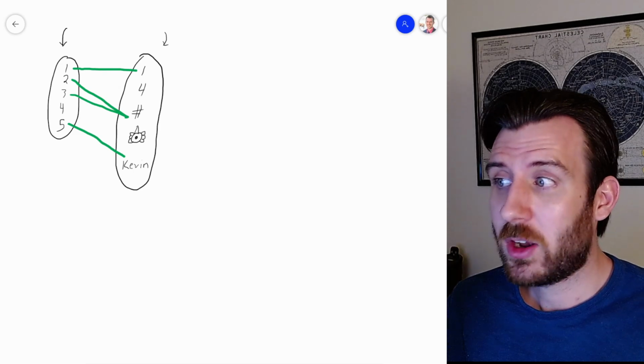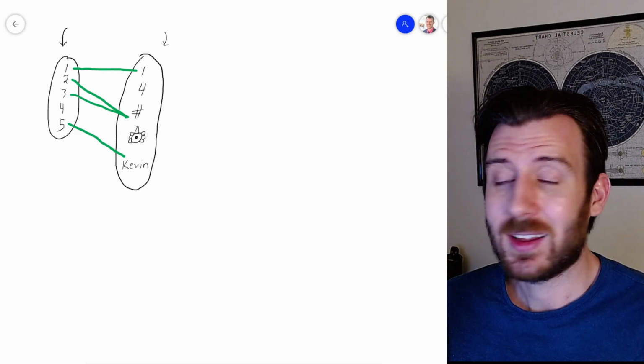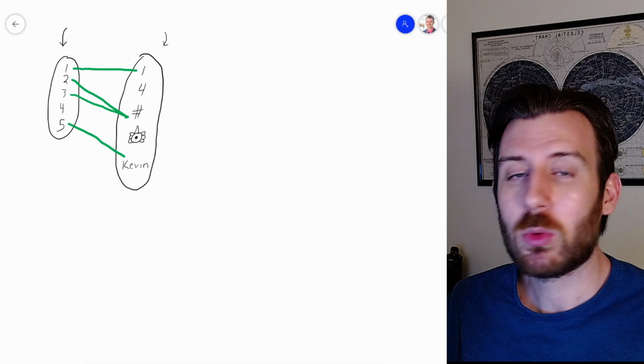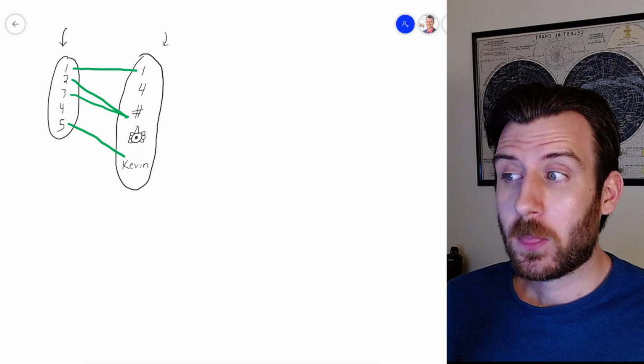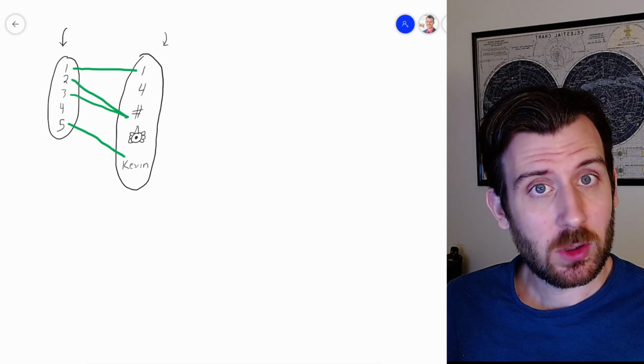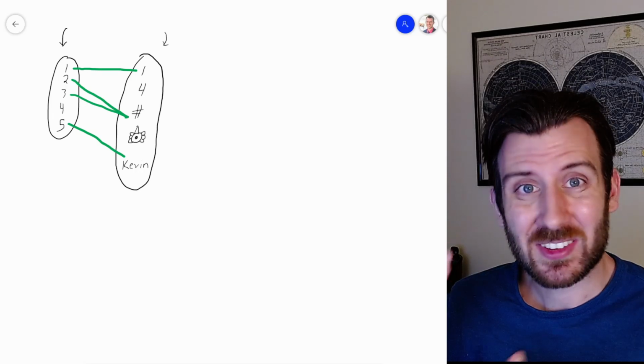Great. What about the number 2? The number 2 transforms into the pound sign. Again, not ambiguous. What about 3? 3 transforms into the pound sign. We have a repeat there, but is it ambiguous? Not at all. We still know exactly what to do.